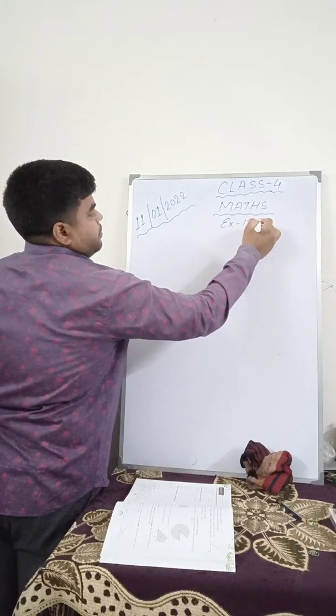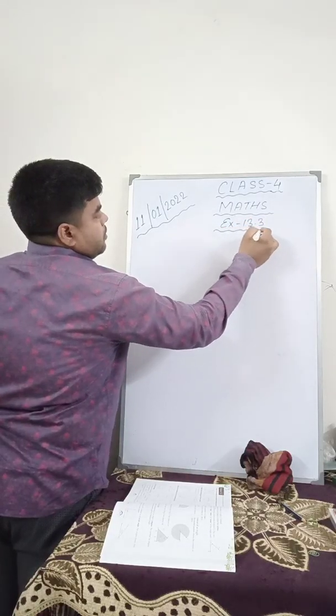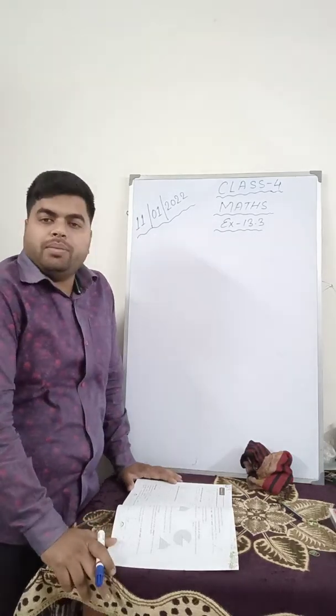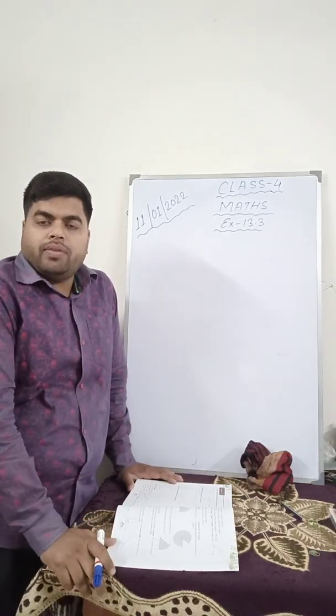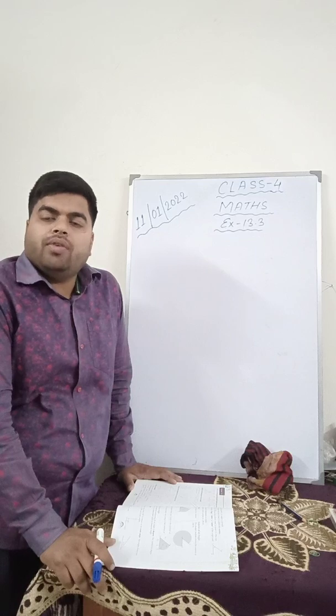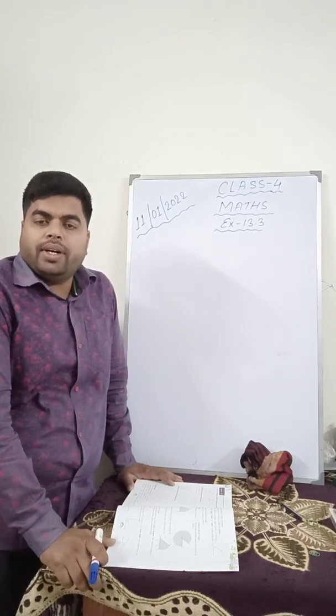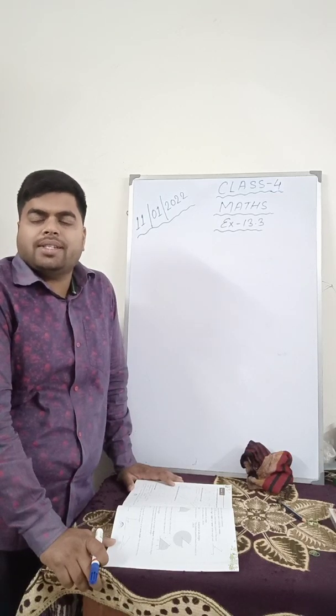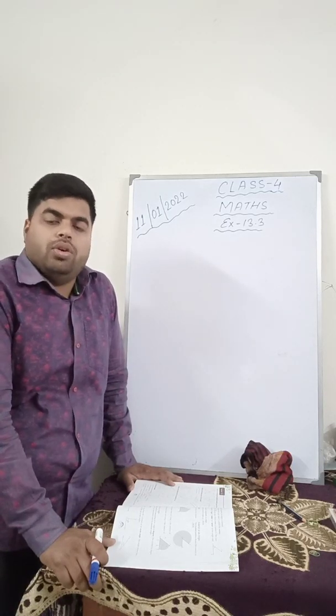13.3. In exercise 13.3, they have asked you a few names of different types of lines, the information of which I have already given you. I have already given you the different types of lines like intersecting lines, parallel lines, perpendicular lines, horizontal lines, vertical lines, slanting lines. I have already told you.